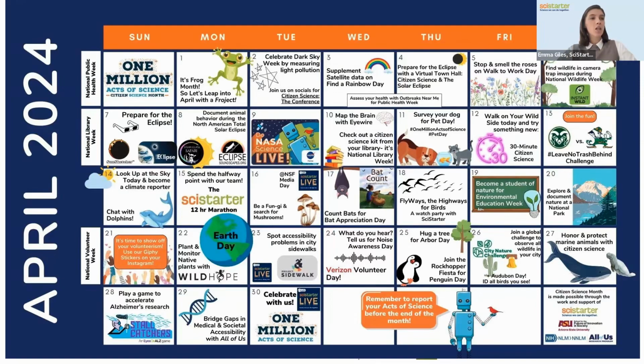So a lot to be said here. I'll point out a couple of them just for fun. If any of you care about light pollution related things, which I hope so, light pollution matters. We need to talk about that more. There's actually an entire week celebrating dark skies. And so a part of that means let's measure light pollution and do some other projects. We'll be supplementing satellite data on Find a Rainbow Day with GLOBE Observer, for example.